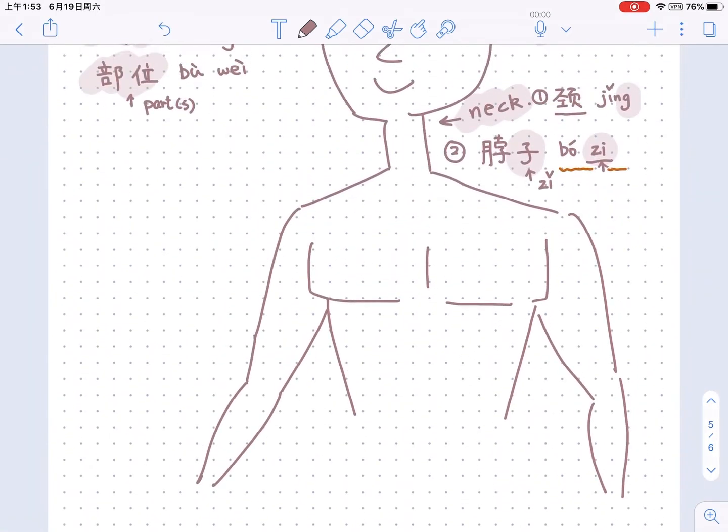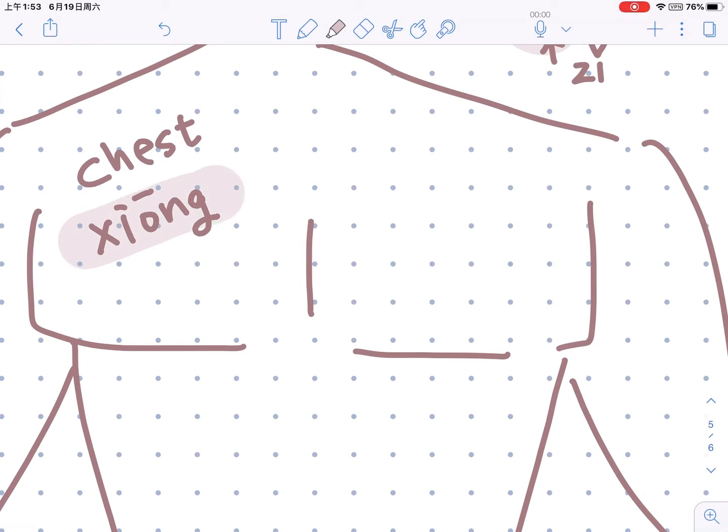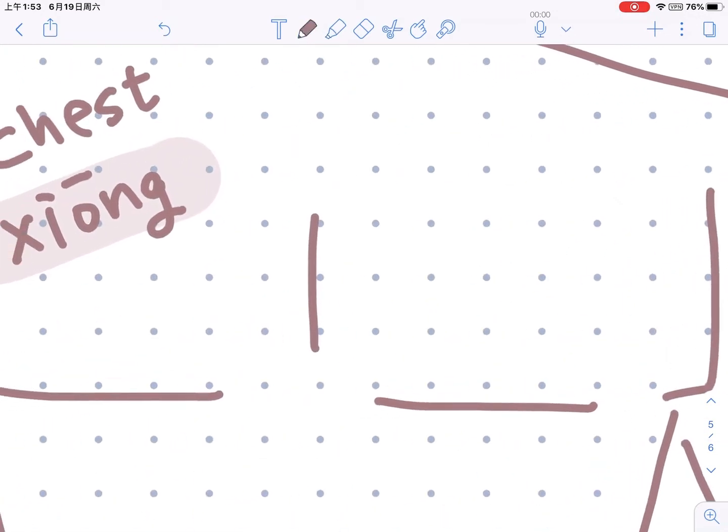Okay, and here we will start from the chest. You see, he has a chest, and in Chinese, chest we have just one word for it. That is 胸. Its pinyin is like this. 胸, the first tone. And here I'm gonna write this word.